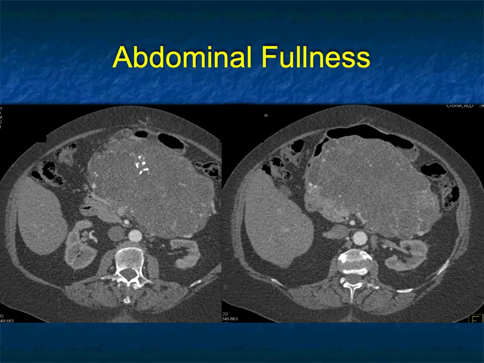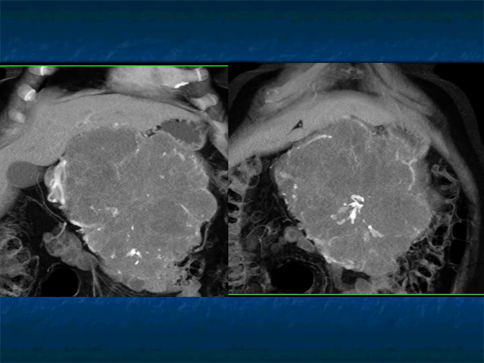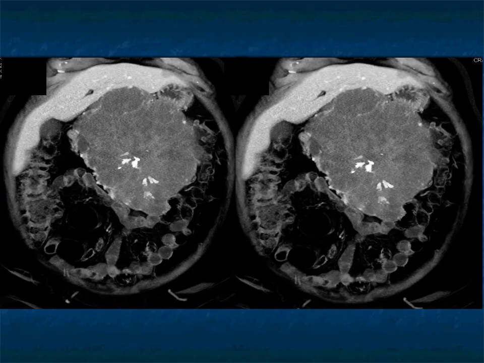Now, what about this case, abdominal fullness? Well, here's a large mass that's cystic. It has calcification, they're coarse. I showed you a solid serous cystadenoma. That was atypical. This is really the classic serous cystadenoma. Big cystic pancreatic mass, septations and calcifications. Classic serous cystadenoma. Just a very, very, very nice example.